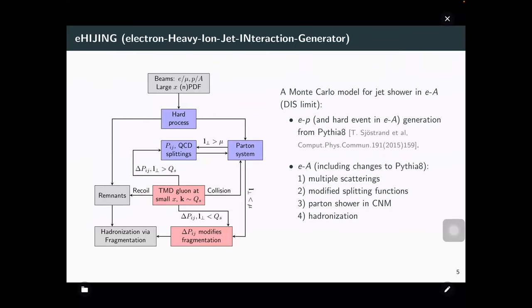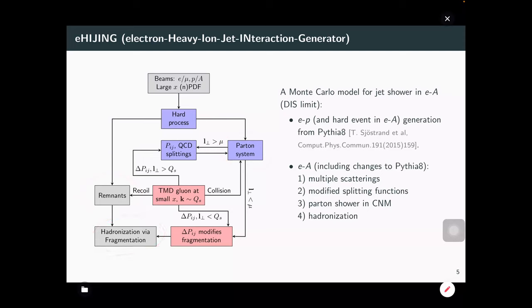This eHIJING generator is actually based on PYTHIA 8, using PYTHIA 8 to generate events in EP collisions without any medium effects. And in PYTHIA 8 event generators, the hard process is leading order. You prepare two beams characterized by a PDF or nuclear PDF, and they trigger this leading order hard process. In EP collisions, you will have a partonic system that undergoes QCD showers and eventually produces a bunch of shower hadrons. It will also combine the remnants of the proton after the quark is knocked out. Eventually, you combine the remnants and the parton shower system to form a color neutral system, and they are handled by the Lund string fragmentation model to perform hadronization.